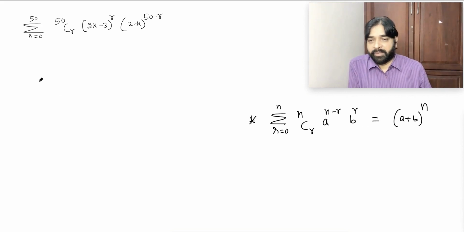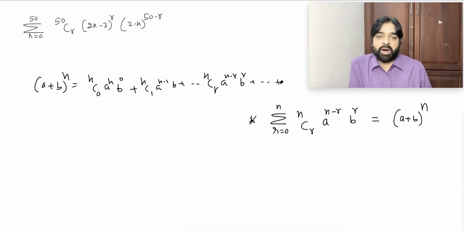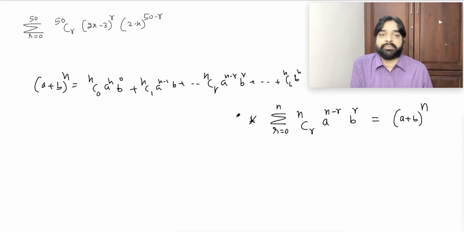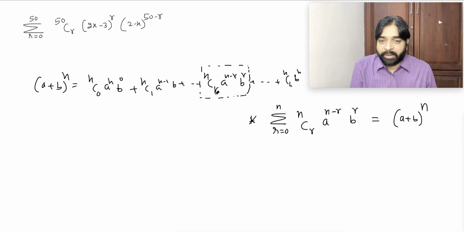When we say (a plus b) power n, what did we used to write? nC0 a power n b power 0 plus nC1 a power n minus 1 b power 1 plus so on, nCr a power n minus r b power r, plus so on, nCn b power n. So in fact, this is the general, the r plus 1th term of the series. r equal to 0 gives the first, r equal to 1 gives the second. So can I say (a plus b) power n is nothing but the sigma of this, r varying from 0 to n?